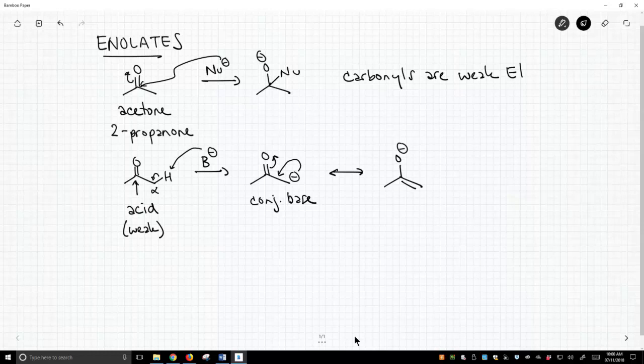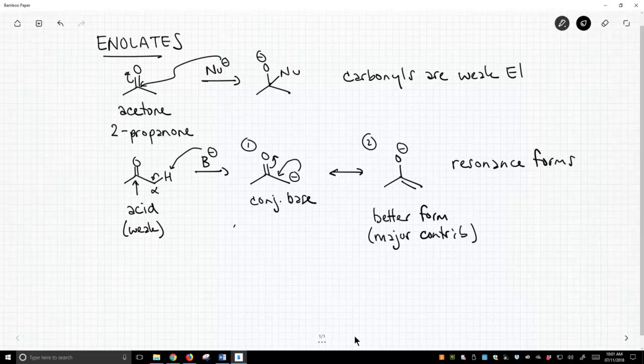into the carbonyl. So having the carbonyl next door allows for resonance. So we have multiple resonance forms. And between these two resonance forms, 1 and 2, I would expect number 2 to be the better form, the better Lewis representation. Technically we might say it's the major contributor. And the other form that I drew is a minor contributor.